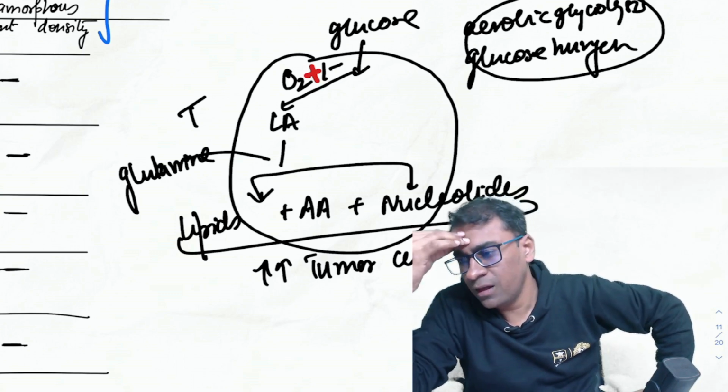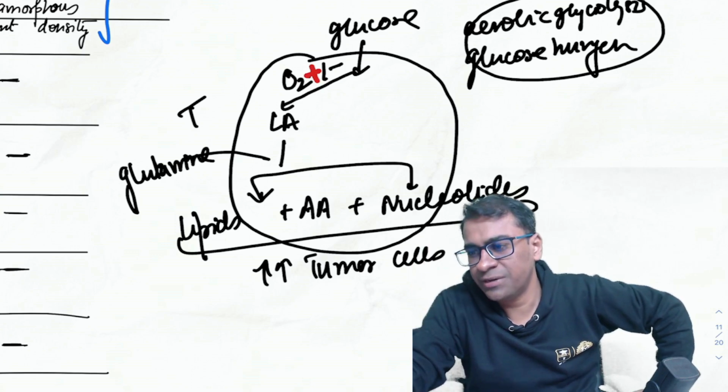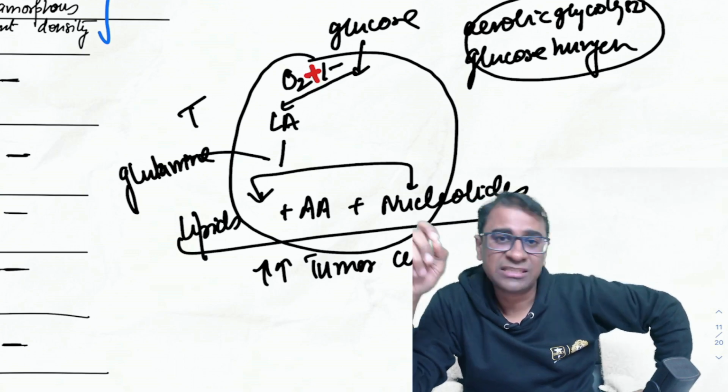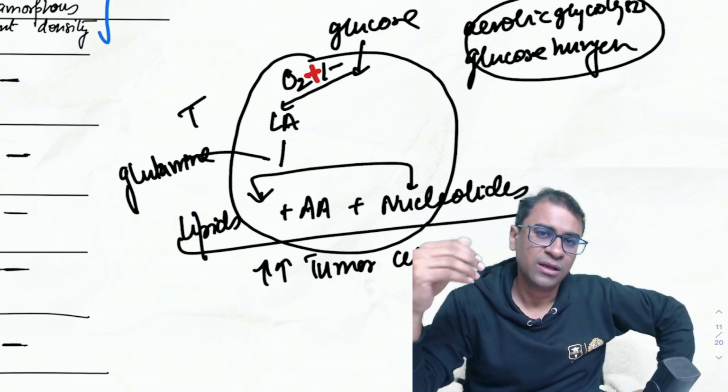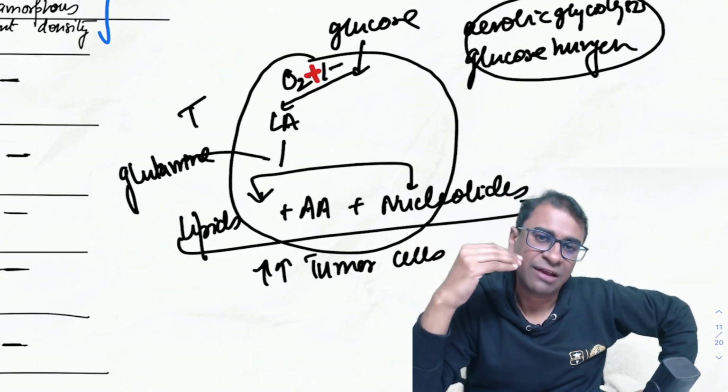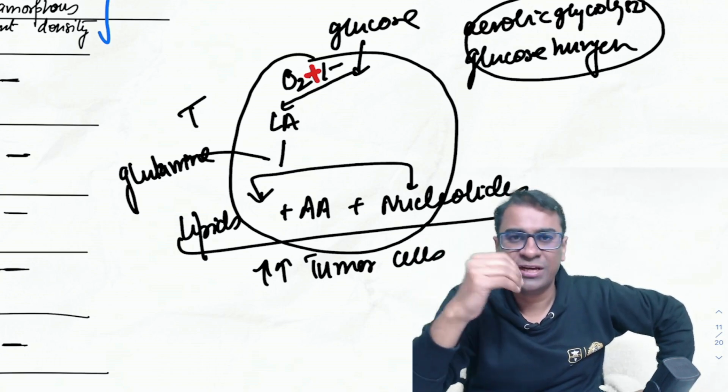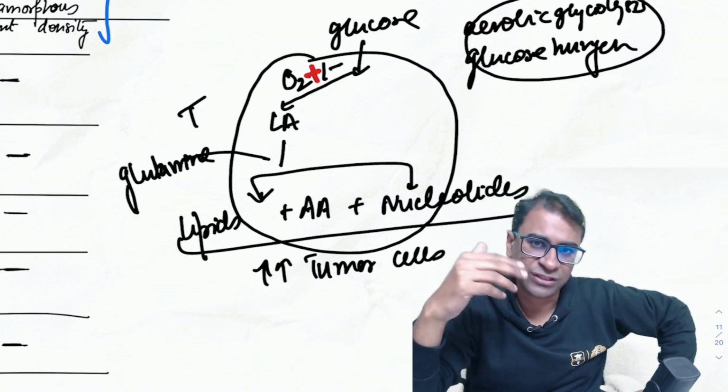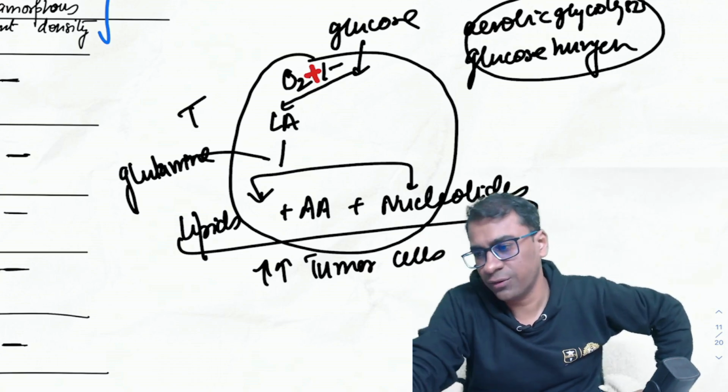Okay. LYST and NOX. Look, LYST deficiency often causes a defective phagolysosome, and it's called Chediak-Higashi syndrome. And NOX deficiency causes chronic granulomatous disease. Okay.